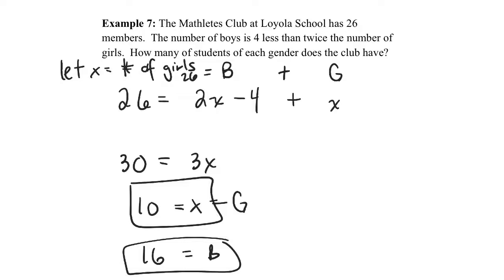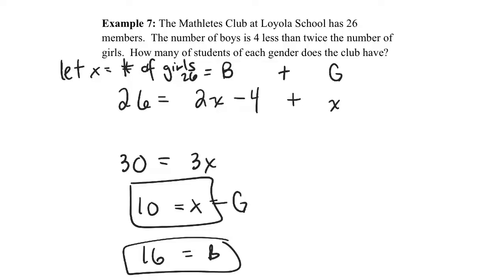Okay, x is equal to girls. See what I do with this, by the way? That's a common thing you'll see in math. X represents the number of girls, so G equals X, which equals 10. That's what I'm saying here. Number of girls is represented by X, which equals 10. Number of boys is 16. Where did I get 16 from?